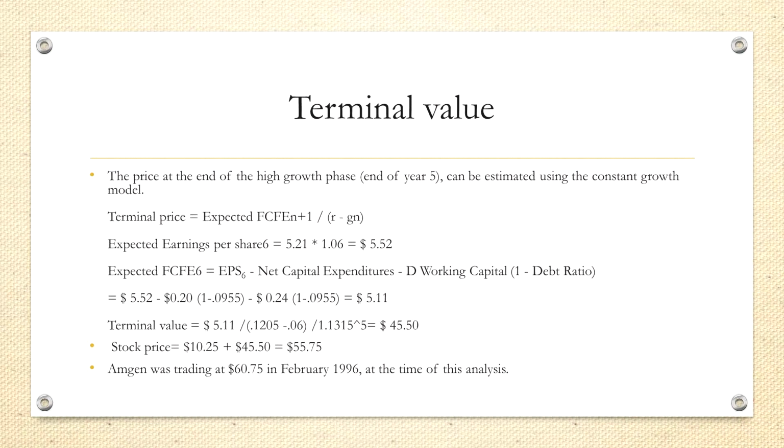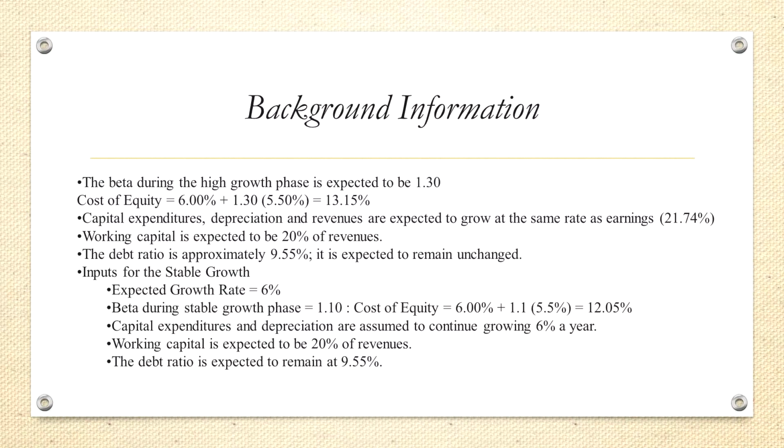And you also calculate the free cash flow for the first 5 years and add those present values together, and that will give you $10.25, and that will give you a total value of $55.75. And in the year 1996, by the time this textbook did its analysis, the Amgen stock was traded at $60.75, pretty close to your valuation. So that is a two-stage model, a very simple demonstration of a two-stage model.